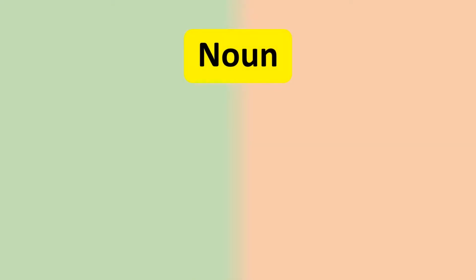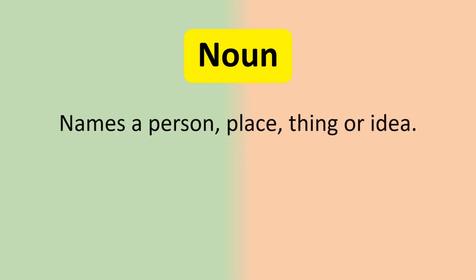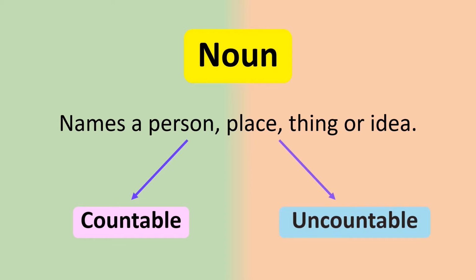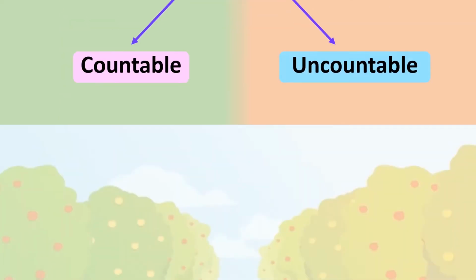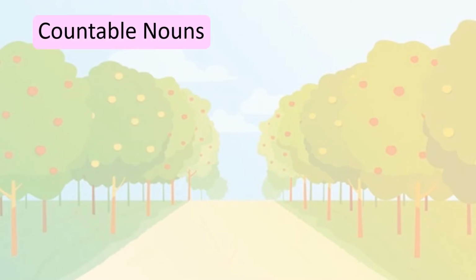Noun. Names a person, place, thing, or idea. There are countable nouns and uncountable nouns. In this video, we will go through the difference of countable and uncountable nouns. Let's start with countable nouns. These are nouns that we can count.